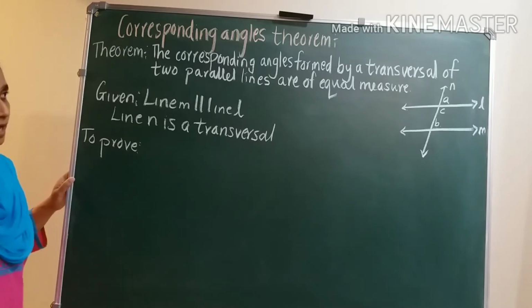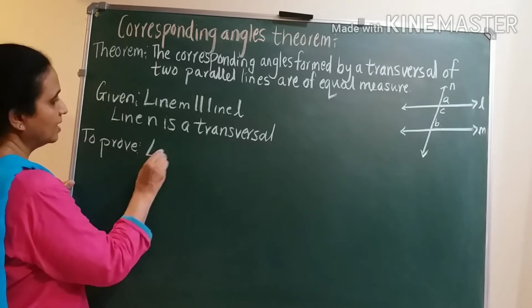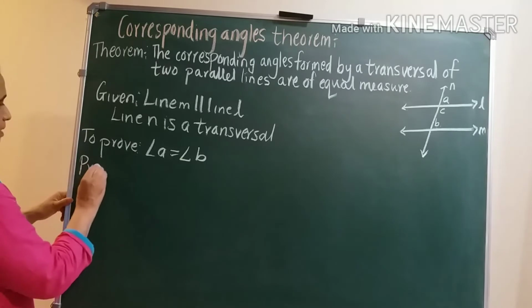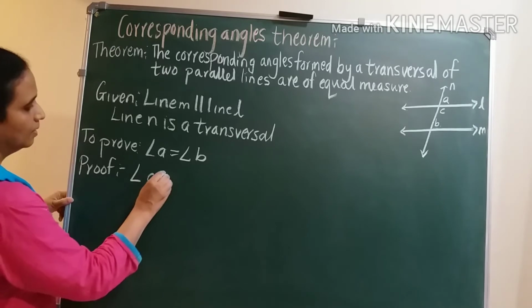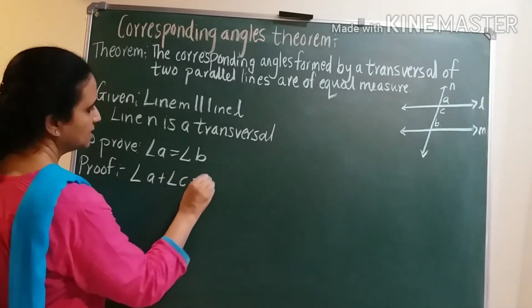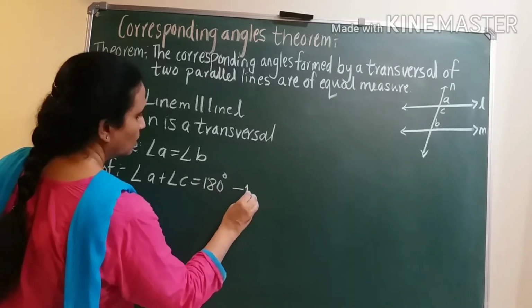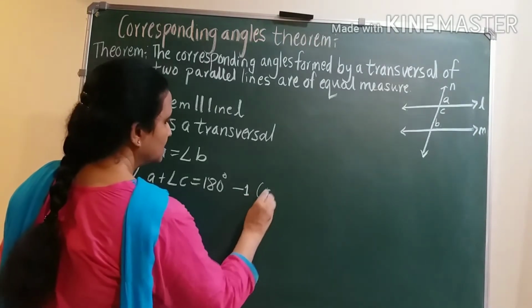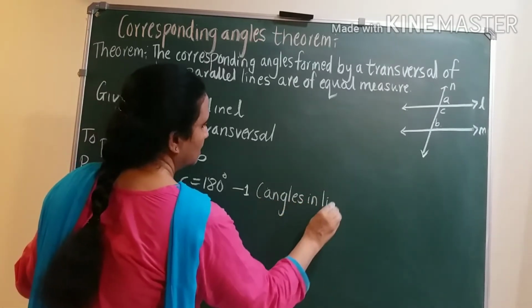So which are the corresponding angles? Angle A and angle B. So what we are going to prove? Angle A is equal to angle B. Now proof. Angle A plus angle C is equal to 180 degrees. This is your first equation. What is the reason over here? Angles in the linear pair. These two angles are the angles in linear pair.